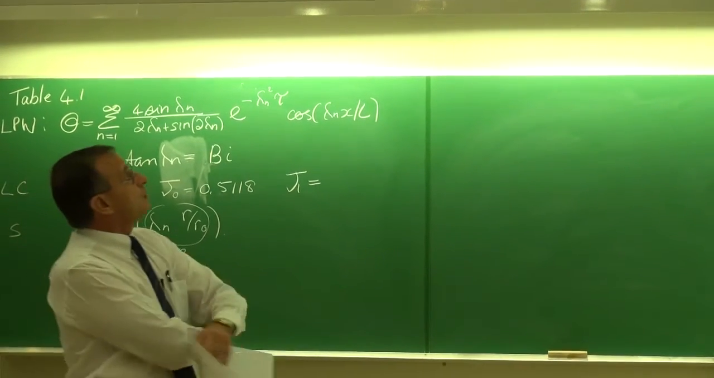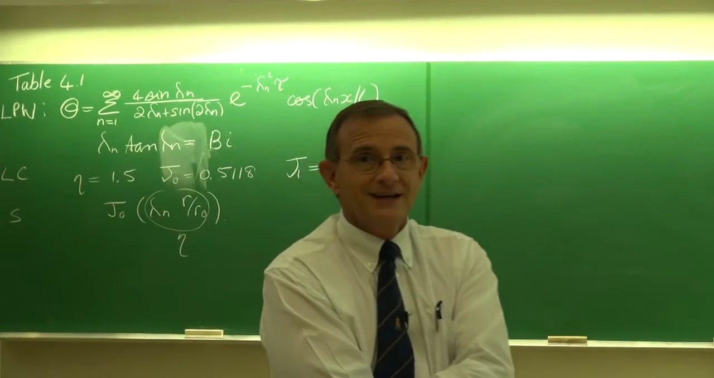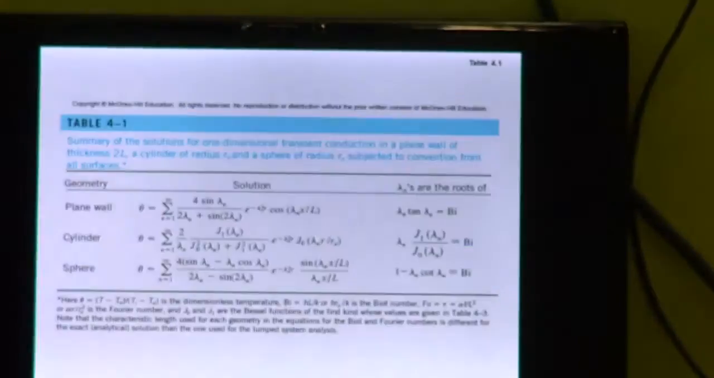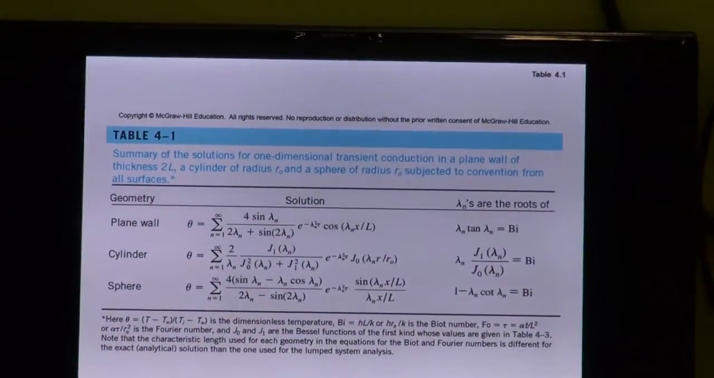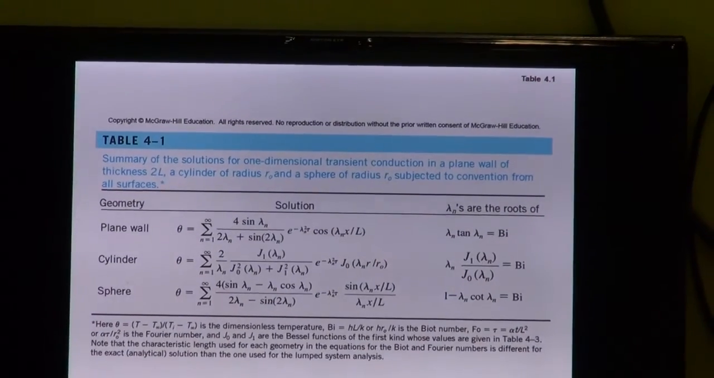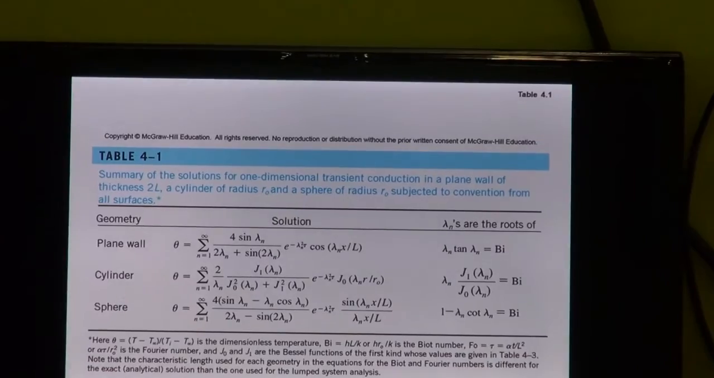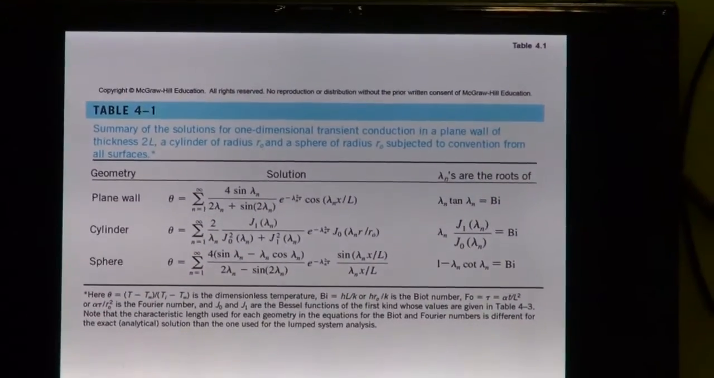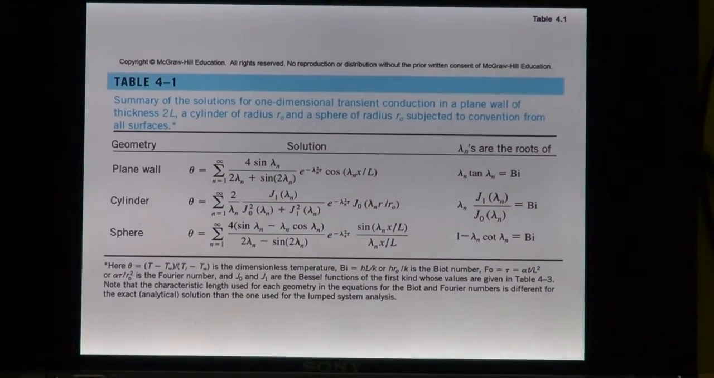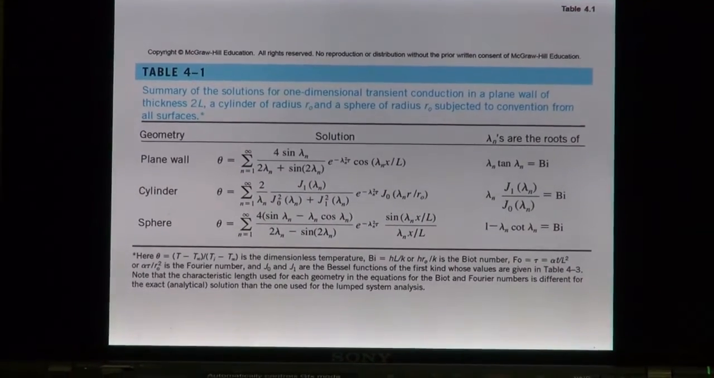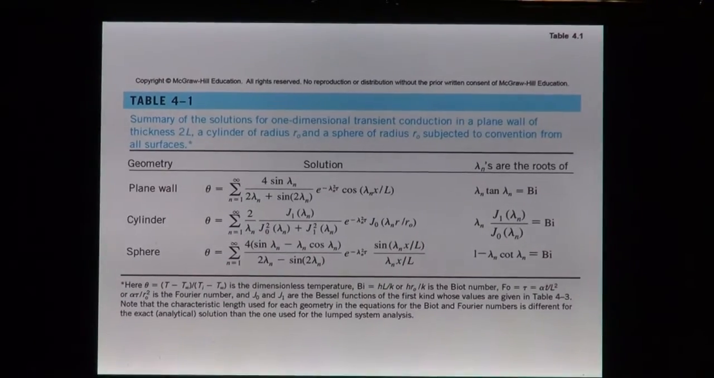Then in the third solution, that for the sphere, if you can go back to that one again. With the third solution for the sphere, we also see the temperature distribution, but in this case we do not see any Bessel functions. So it is only with the cylinder. So 3 sets of equations, all tabled for us and summarized in table 4.1.